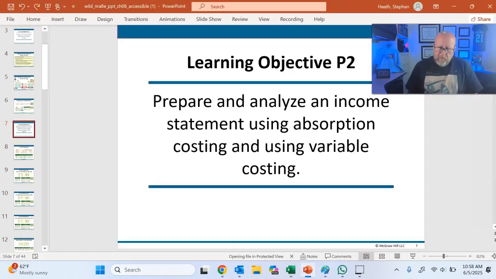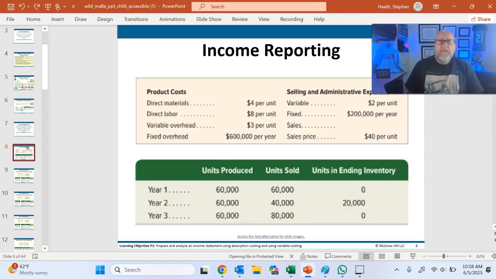Okay, so moving on. Here is the information that we are going to use, and this is very similar to the last lecture in chapter 5. Here's the data. We have direct materials, $4 a unit, and direct material is obviously variable. Direct labor, $8 a unit, obviously variable. Variable overhead, so this could be supplies and indirect labor. Obviously, the more units that we produce, the more supplies and indirect labor we're using. So we have variable overhead.